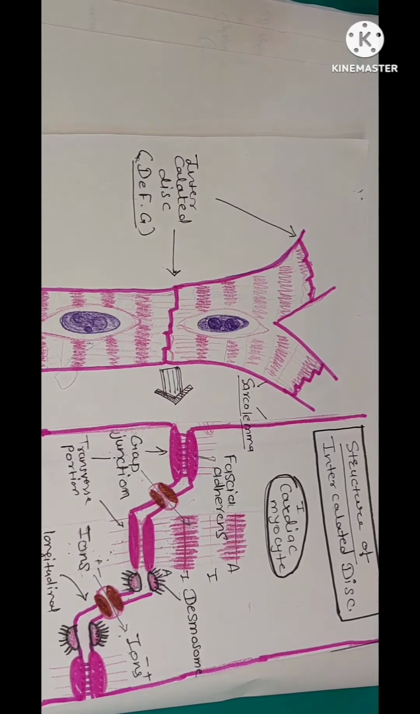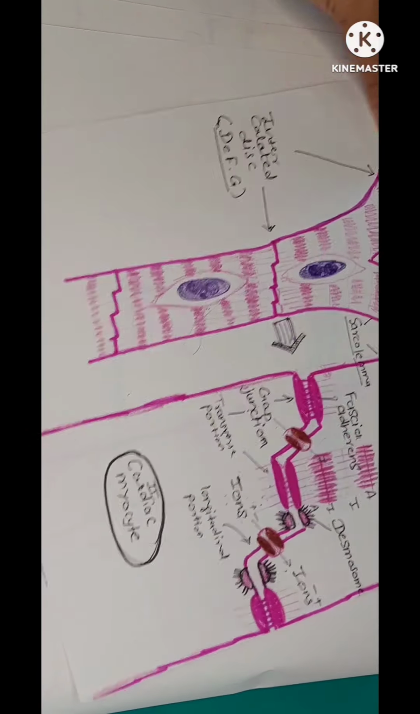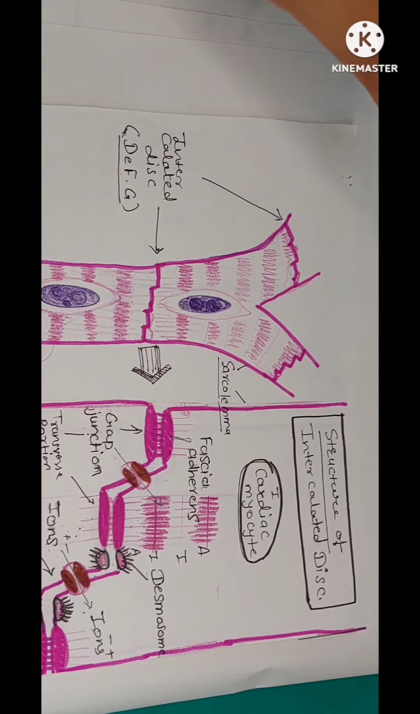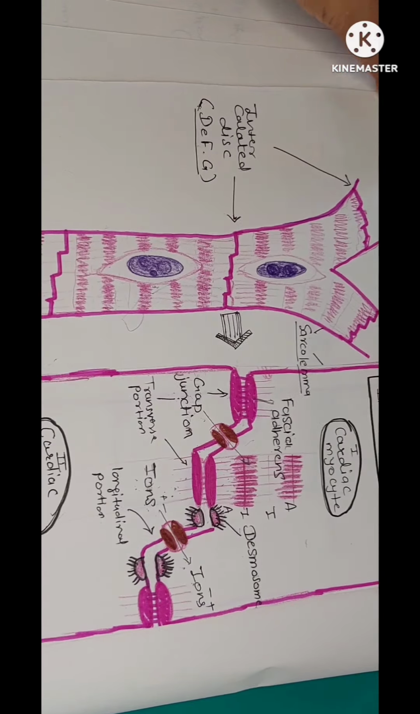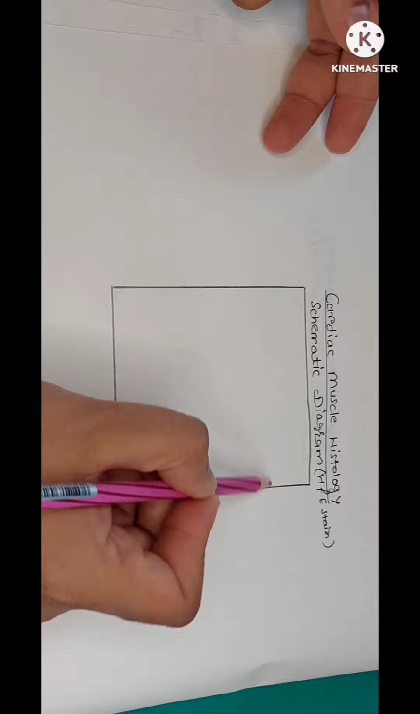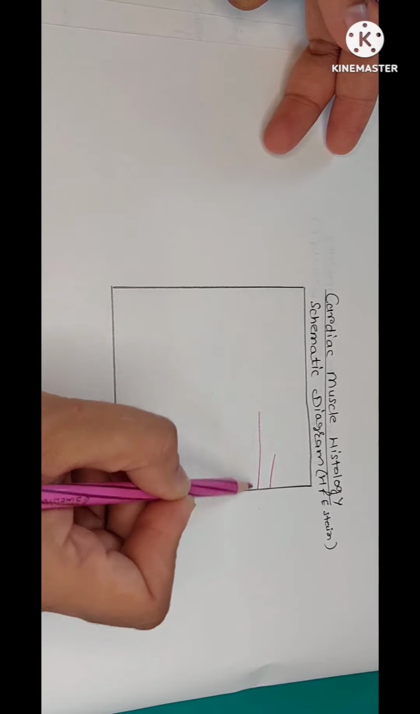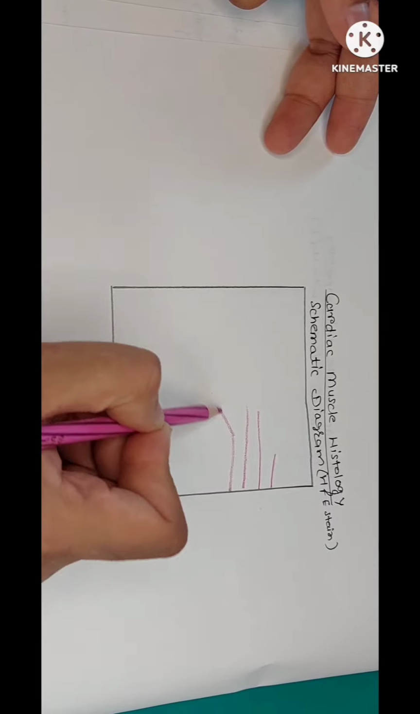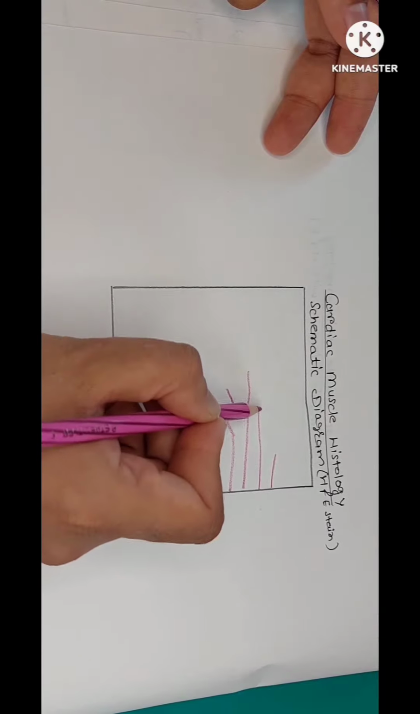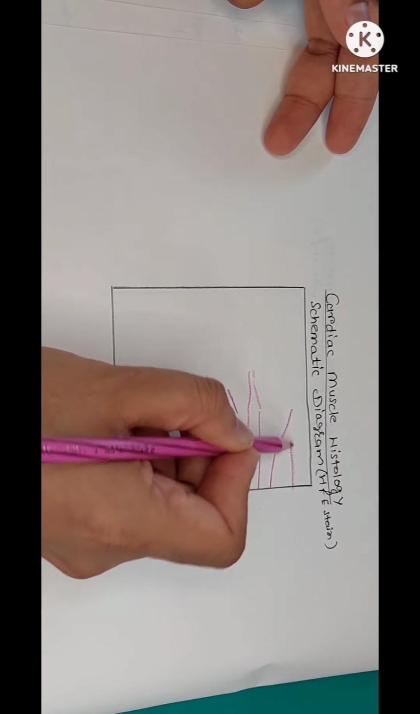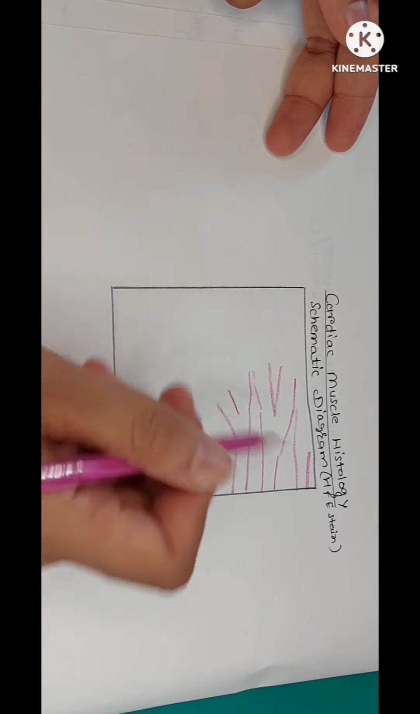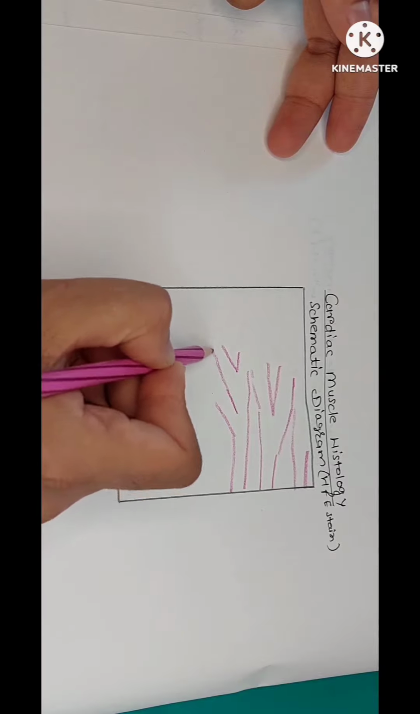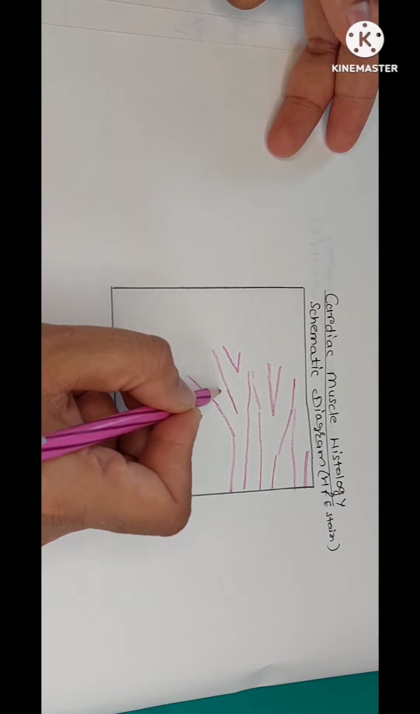Hello dear students, today let's see how to draw a schematic diagram of cardiac muscle histology and also discuss the structure of the intercalated disc. So with an eosin pencil, draw these cardiac muscle fibers, which are not running strictly parallel but are branching and anastomosing with each other in such a way that there is little change in their diameter.